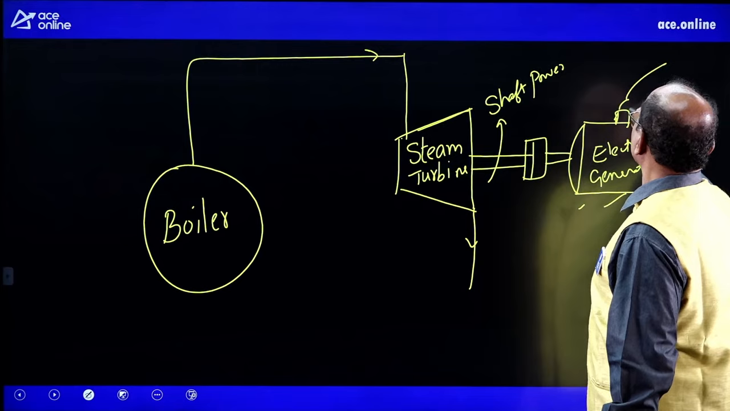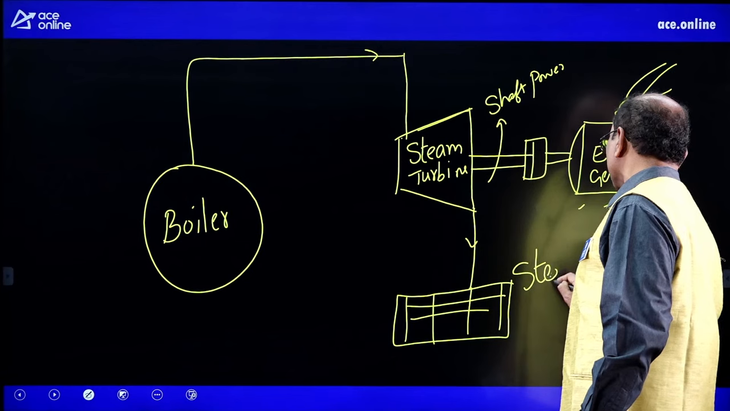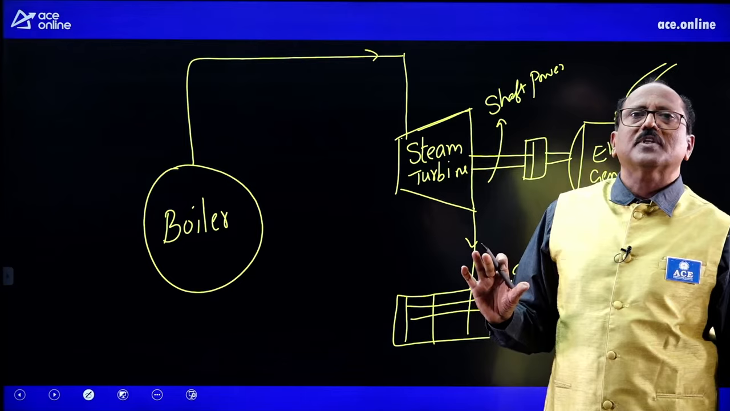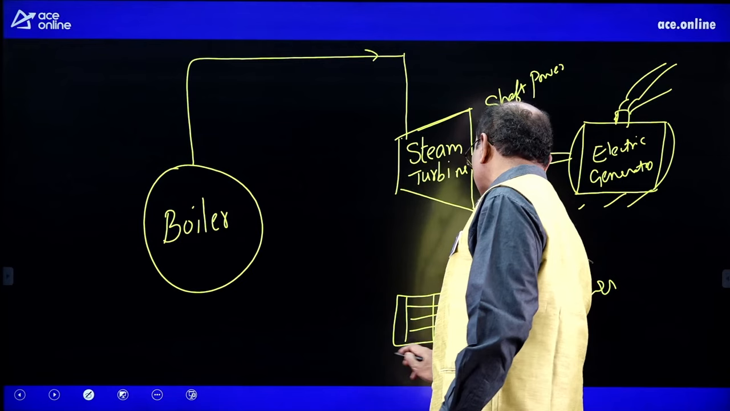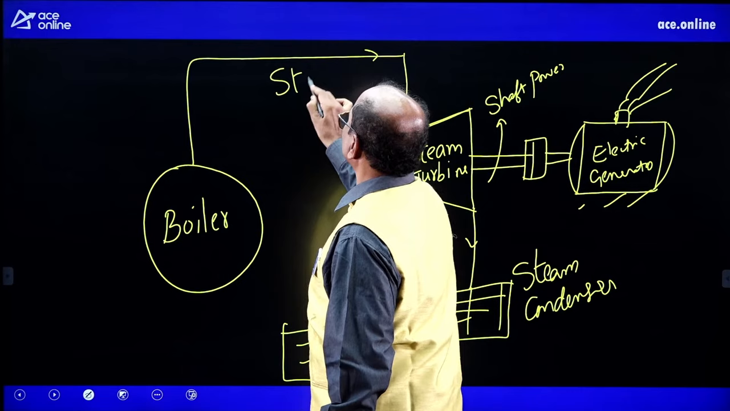The exhausted steam goes to the condenser. This is called the steam condenser. I want to discuss only the outlines of the syllabus. We are not going to become experts in everything within this prescribed schedule time. But awareness, outlines of the syllabus, how the old question papers appeared, and detailed solutions. Then from the steam condenser, the collected hot water goes to the hot well. This is called the hot well.